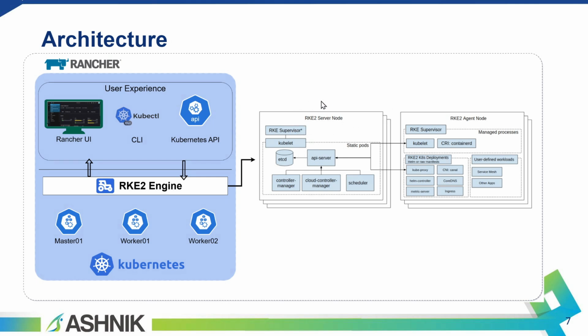The RKE2 engine comes with an RKE server node and an RKE agent node. The server node will be deployed on the master node, and the RKE agent node will be deployed on the worker nodes. Then we will install kubectl and Helm on the master node, and then we will install Rancher and access the Rancher UI.